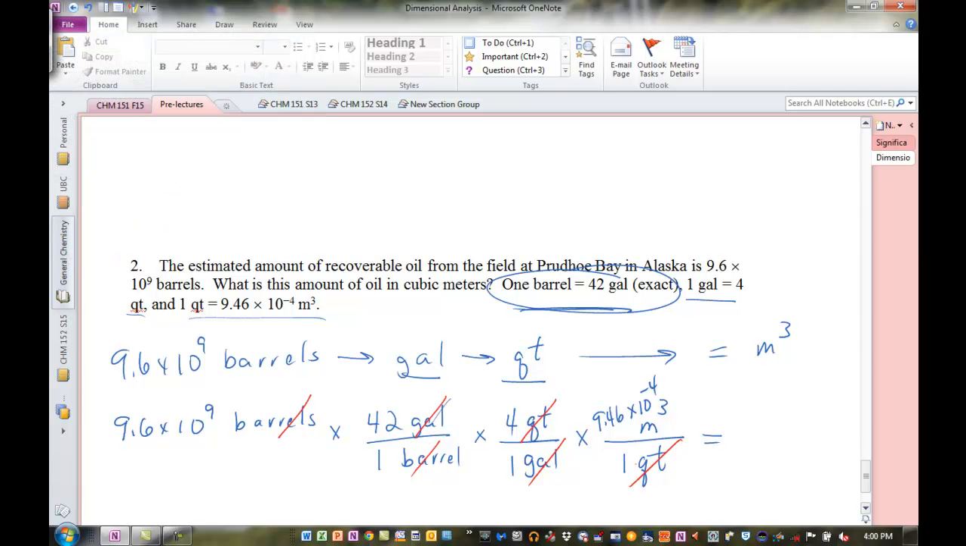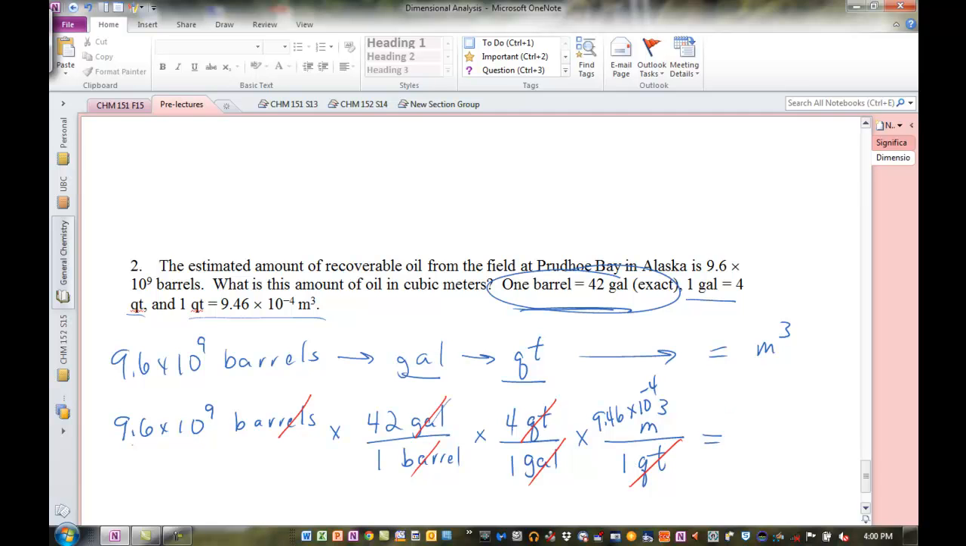Quarts cancel. All right, so let me grab my calculator here. I'm going to take that 9.6 times 10 to the 9th. We're going to multiply by 42. We're going to multiply by 4. And then we're going to multiply by 9.46 times 10 to the negative 4th.